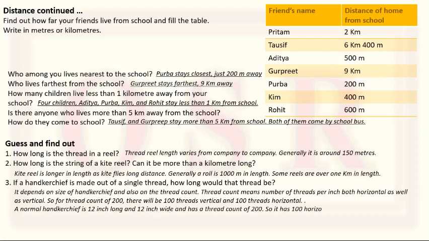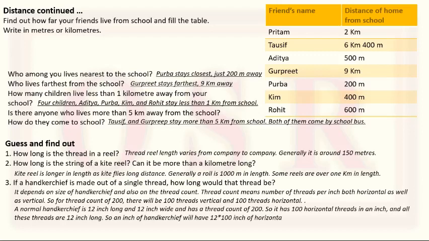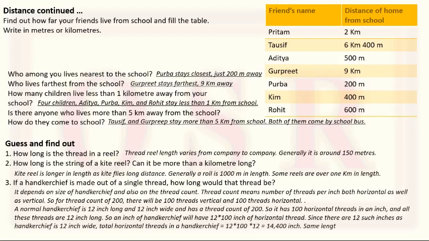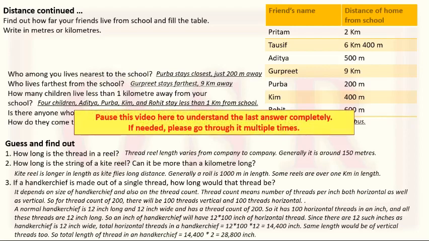So it has 100 horizontal threads in an inch, and all these threads are 12 inches long. So an inch of handkerchief will have 12 into 100 inches of horizontal threads. Since there are 12 such inches, as the handkerchief is 12 inches wide, total horizontal thread in a handkerchief is equal to 12 into 100 into 12, which is 14,400 inches. Same length will be for vertical threads too. So total length of thread in such a handkerchief is 14,400 plus 14,400, that is 28,800 inches. Please pause this video and go through it multiple times.